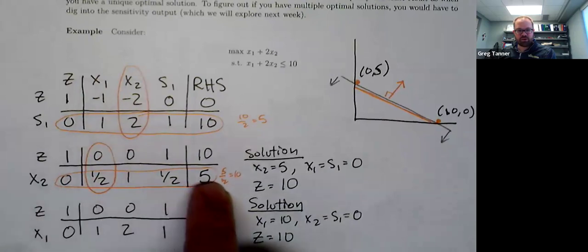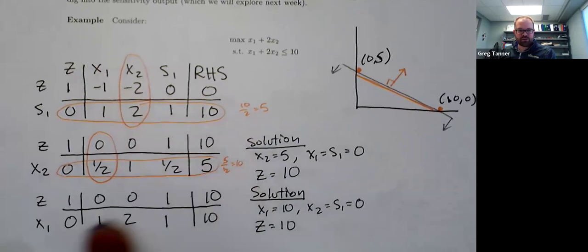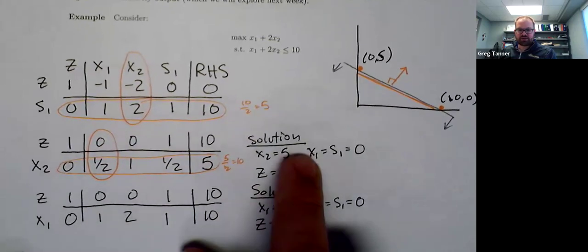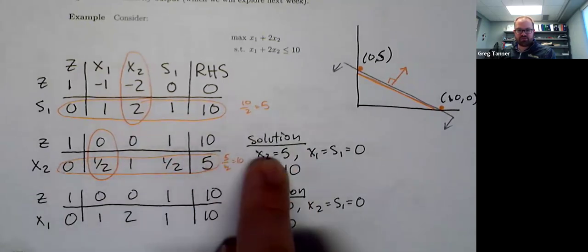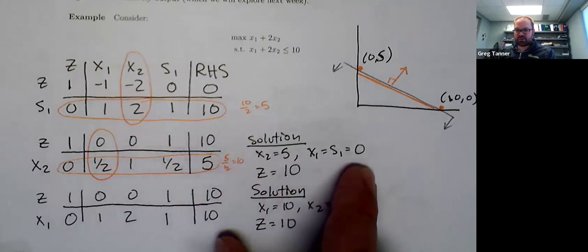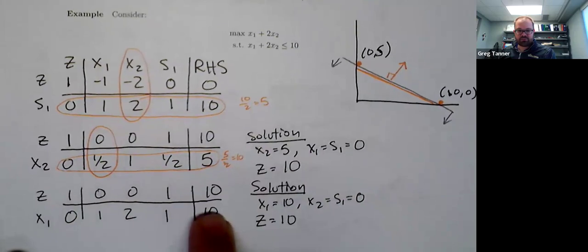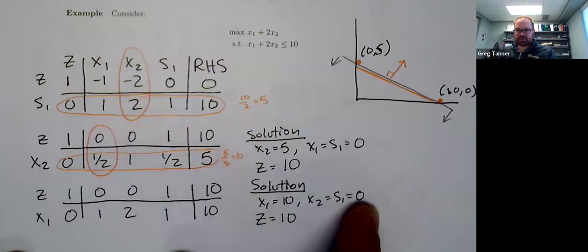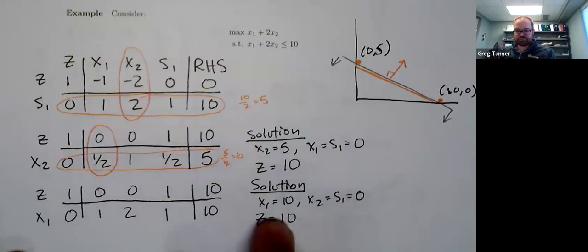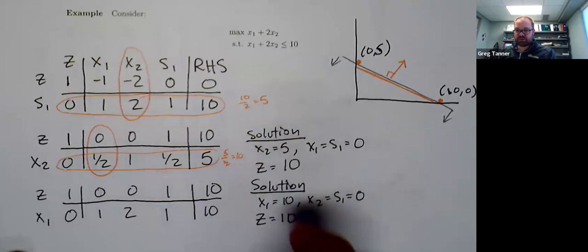If we check our one row, we get a ratio test of 10. And so we'll multiply this row through by 2, and we'll get to here. And so we've got two solutions. This first solution we can read off as x2 equals 5, x1 and S1 both equal to 0, and we'll get an objective value of 10. The second solution, which comes from here with x1 in our basis, gives us x1 equals 10, x2 and S1 equal to 0, and z equal to 10. So both of these have the same objective value, but they're two different solutions.